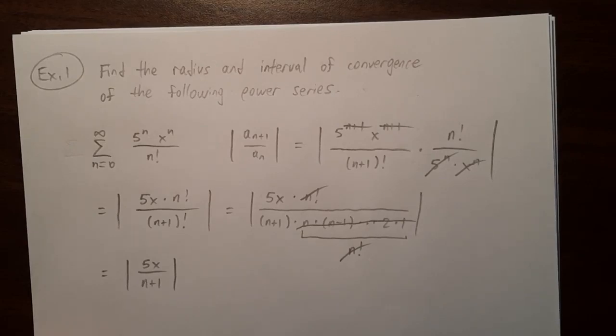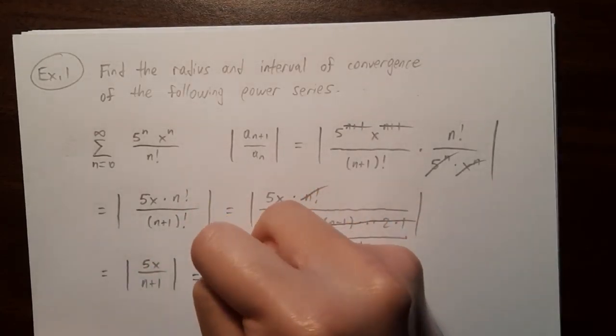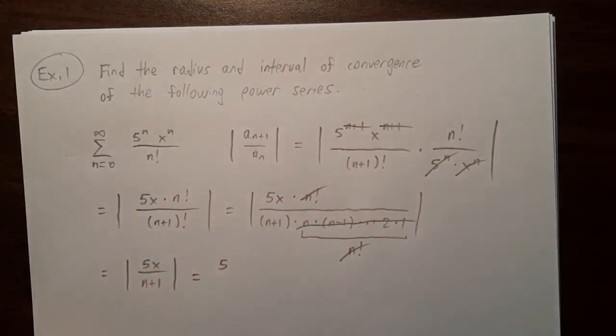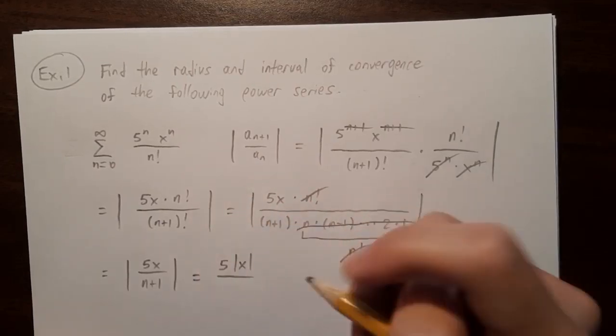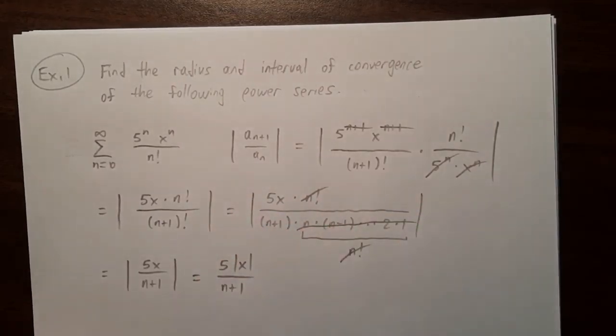All right, so that's quite a bit of a simplification. So what about the absolute value bars? Can I drop those? Almost. n plus 1 is always positive, 5 is always positive, but x could be positive or negative. But I can clean it up a little bit. Since everything else except x is already guaranteed to be positive, I don't need to take the absolute value of anything except just the x. So I'm just going to write this as 5 times the absolute value of x over n plus 1.